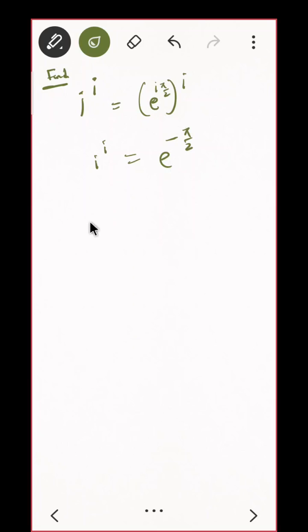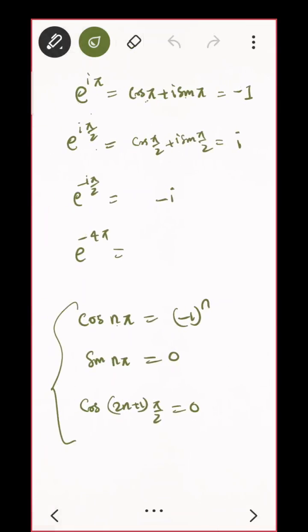Similarly, in some cases they may ask I raised to minus I, then also you should do that. You should see what I can write minus I as. Minus I you can write as e raised to minus I pi by 2, and this is how you can work.